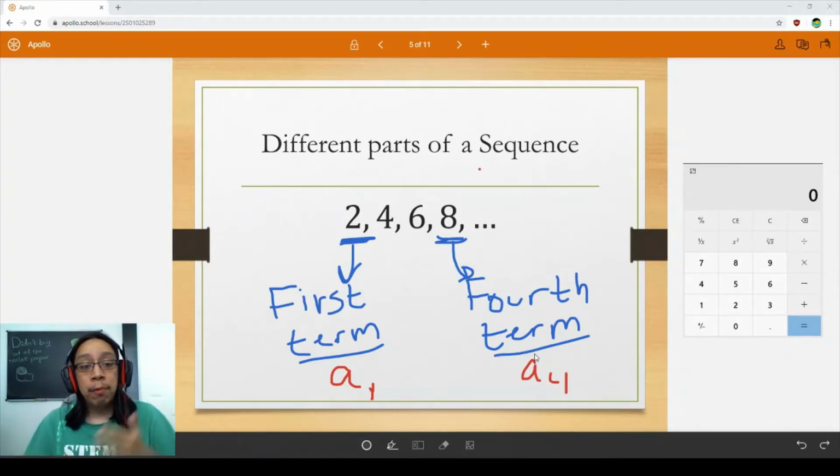So this is what we're going to be using a lot later on in this chapter. So it's important to know what we're going to be talking about when we're using this type of notation, okay?